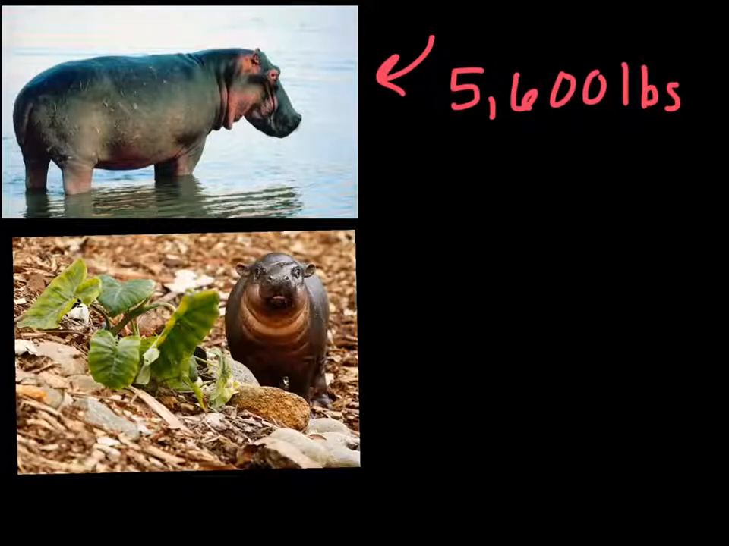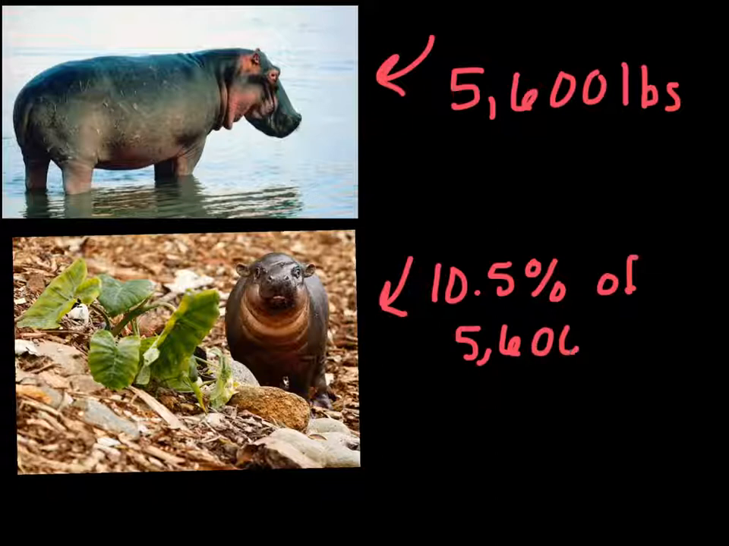Let's finish up with a word problem that lets us apply all we've learned. The African pygmy hippo is the smallest species of hippopotamus. Suppose a common adult hippo, this guy, weighs 5,600 pounds. And an adult pygmy hippo weighs 10.5% of the common adult hippo's weight. So 10.5% of 5,600 pounds. How much does that adult pygmy hippo weigh?